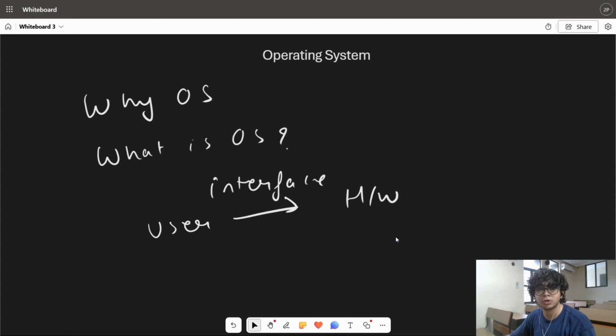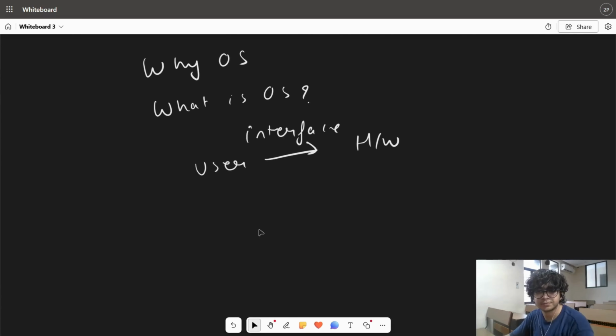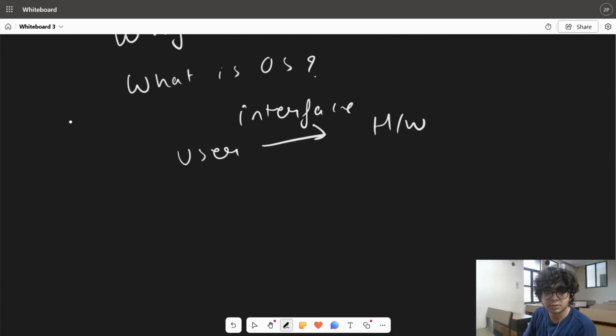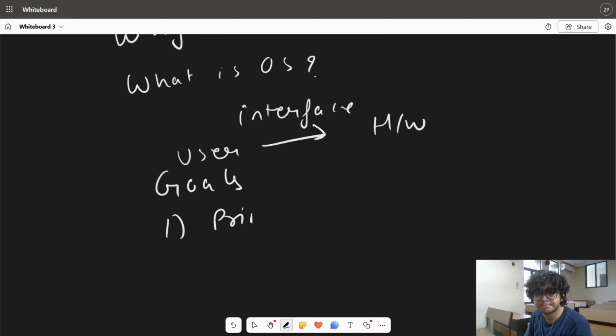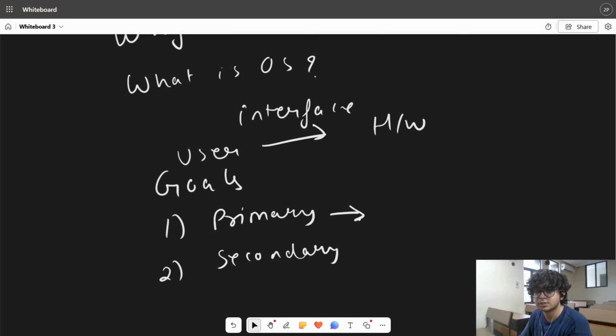Now let's move on to the next topic, which is goals of operating system. Now there are two goals. First one is primary goals and second is, of course, secondary goals. So if we talk about primary goals, the primary goal of the OS is convenience.